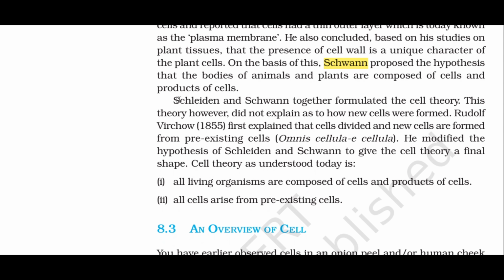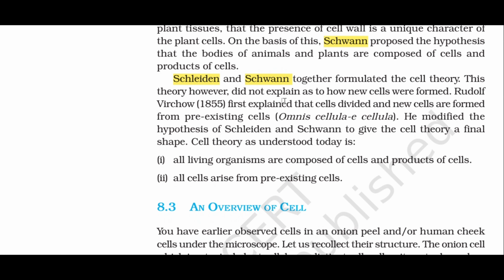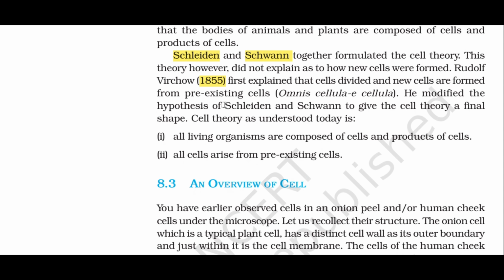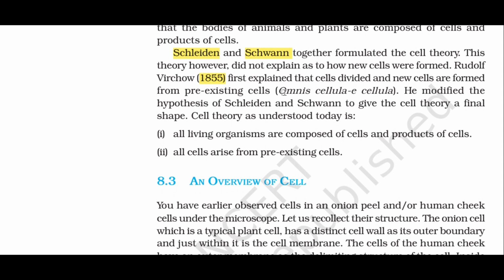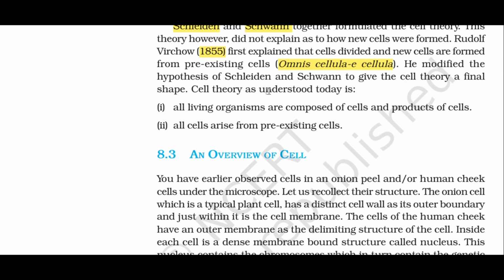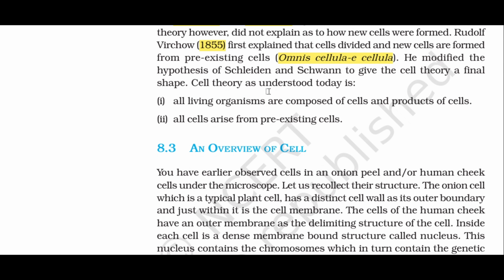Schleiden and Schwann together formulated the cell theory. This theory, however, did not explain how new cells were formed. Rudolf Virchow, 1855, first explained that cells divided and new cells are formed from pre-existing cells, omnis cellula e cellula. He modified the hypothesis of Schleiden and Schwann to give the cell theory a final shape.